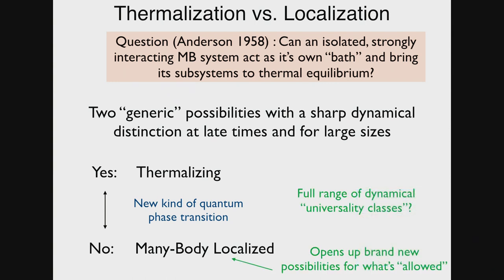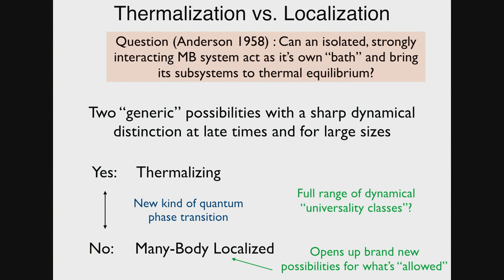So we can add a few extra layers here too. I said the transition between these two will be a new kind of phase transition, but these may not be the only two options, okay, thermalizing and MBL. And indeed, figuring out the full scope of all possible dynamical universality classes, if you will, what are all the dynamical possibilities that the system could reach? Maybe a system is not many-body localized, but it takes exponentially long in system size to reach thermal equilibrium. Okay, so for all practical purposes, that could look localized. Okay, so there's various nuances you can add to this to ask about the full range of possibilities. Okay. And then, what's even more interesting is that in this many-body localized setting, which evades the usual rules of quantum statistical mechanics, you can get brand new types of possibilities for what's allowed.